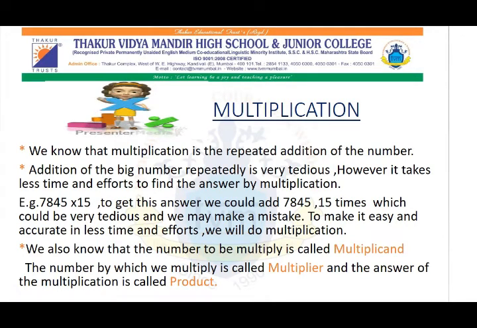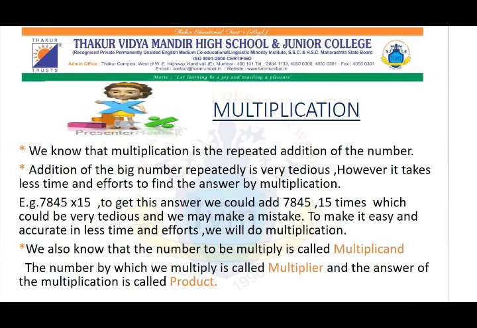We know that multiplication is the repeated addition of a number. Correct. Addition of big numbers repeatedly is very tedious, right? However, it takes less time and effort to find the answer by multiplication. For example, 7845 multiplied by 15. To get this answer, we could add 7845 15 times, which could be very tedious and we may make a mistake.